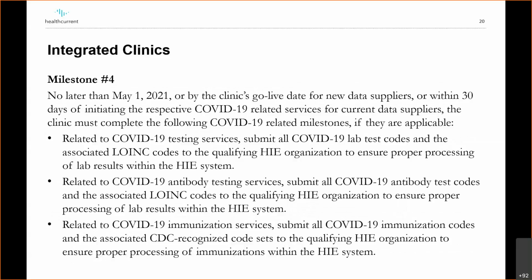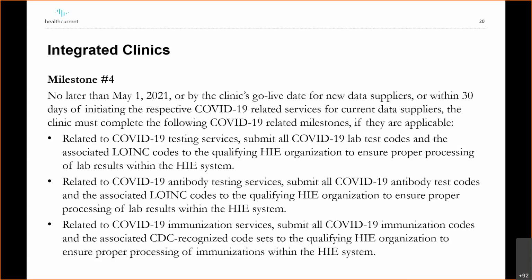Next slide. So again, integrated clinics, milestone 4, no later than May 1st, 2021, or by the clinic's go-live date for new data suppliers, or within 30 days of initiating that respective COVID-19 related services for current data suppliers, the clinic must complete the following COVID-19 related milestones, if applicable.